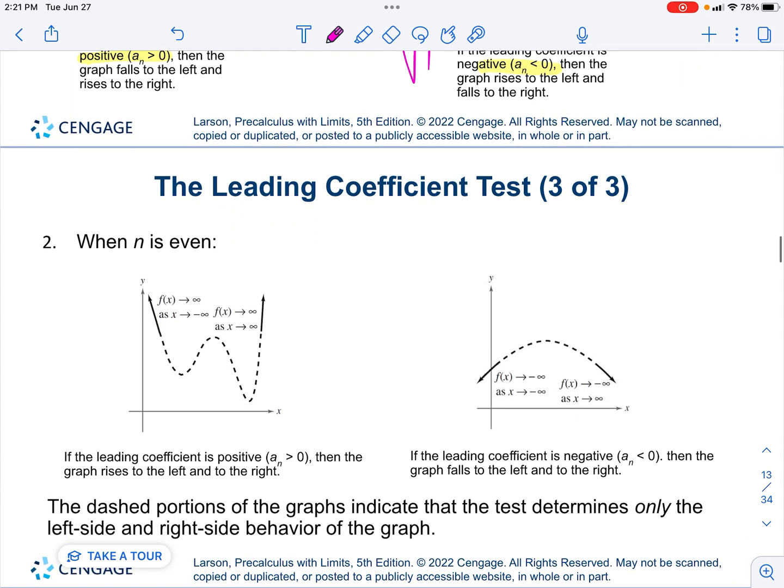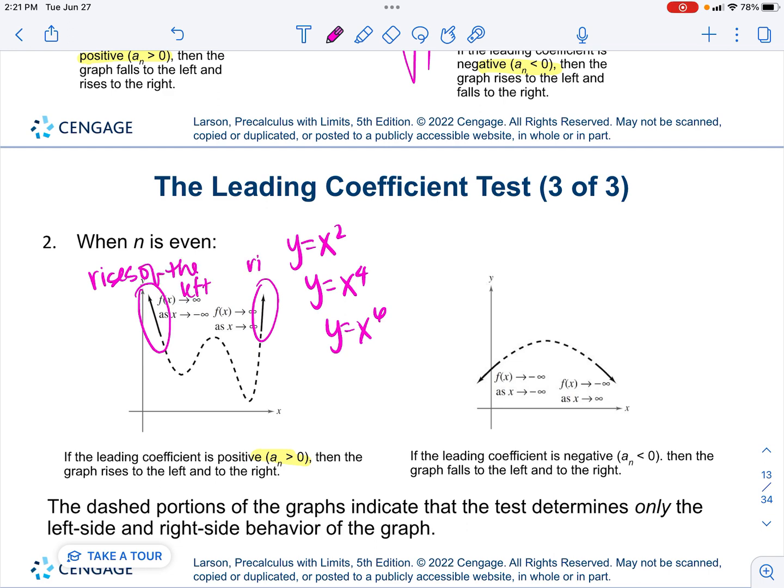Now, if n is even, that would be like x squared, x to the 4th, x to the 6th, something like that. If your a is positive, you're going to have some kind of parabola looking shape, you know, something like this. It might have these extra fun turns and vertices and stuff like that. But in the end, you are going to see the basic parabola shape, which means you're rising on the left and rising on the right. So we'd say rises on the left, and we'd say rises on the right.